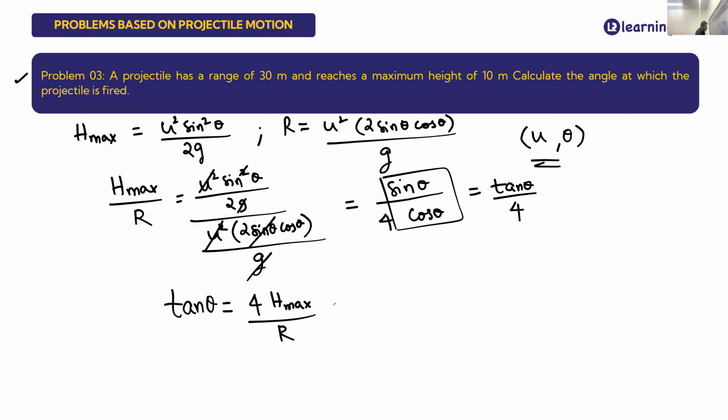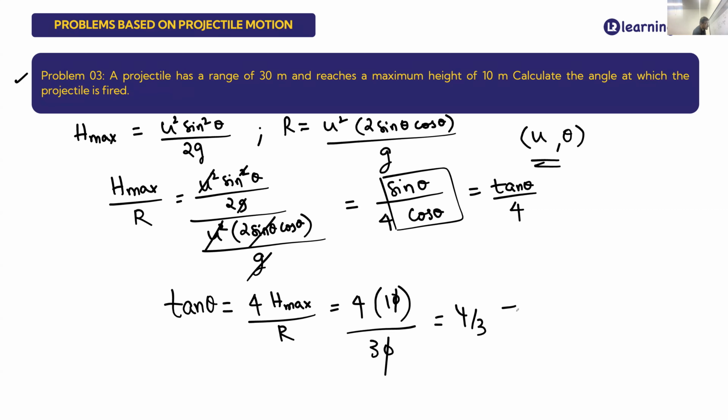So now all that you need to do is take the values and substitute. 4 into what is the value of maximum height? 10 divided by what is the range? 30. They both will get cancelled. You will have 4 by 3. Okay, tan theta is equal to 4 by 3.